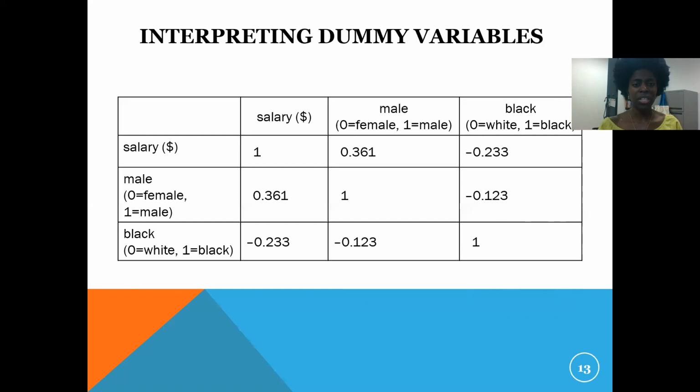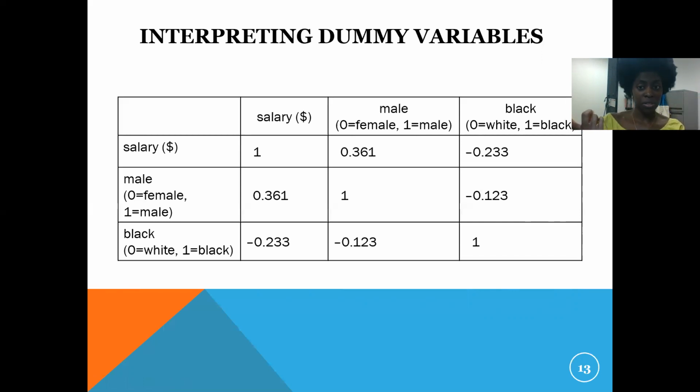And then we'll look at the correlation coefficient for gender and race later. Okay, so how do we interpret this? It's a different way of interpreting when it comes to one interval variable and one dummy variable. It's different because in this scenario, now it's a comparison. We're comparing the two values in that one dummy variable, the two values being male and female, the two values being white and black. We're comparing those two groups and their salaries.